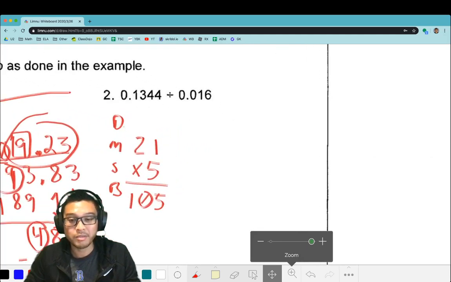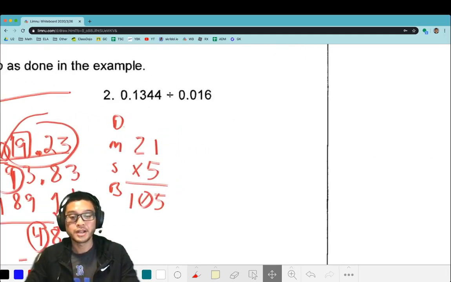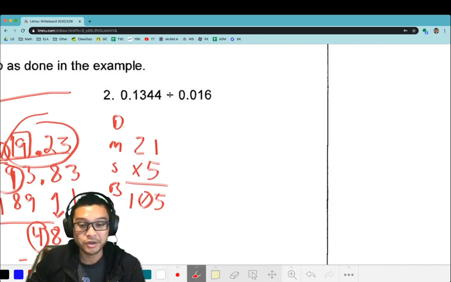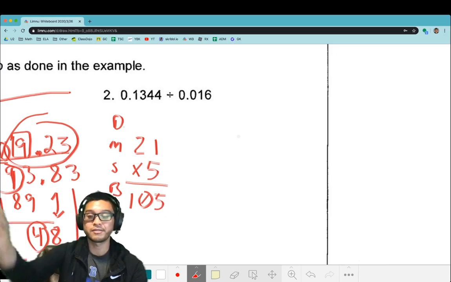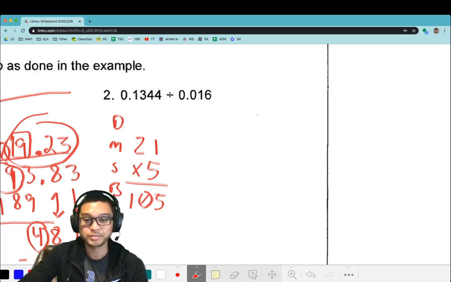But I will help you out by setting this one up for you, okay? I'm going to show you the fraction part and why it works, and then if you just want to see the shortcut, you can just skip ahead a little bit.